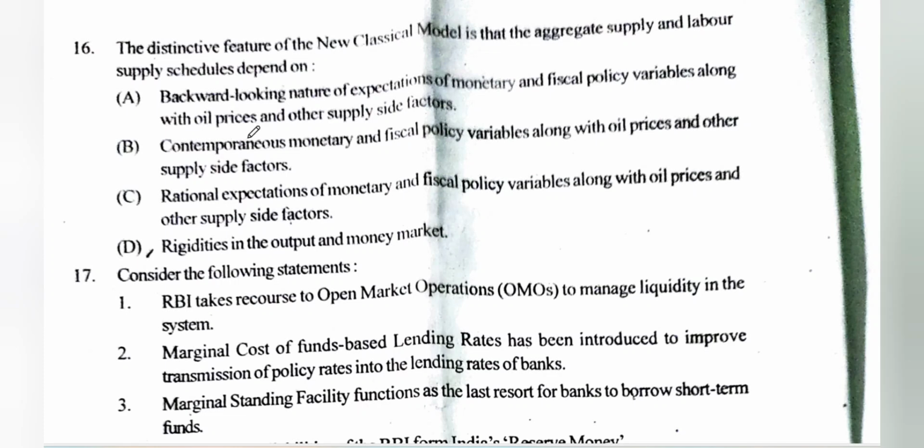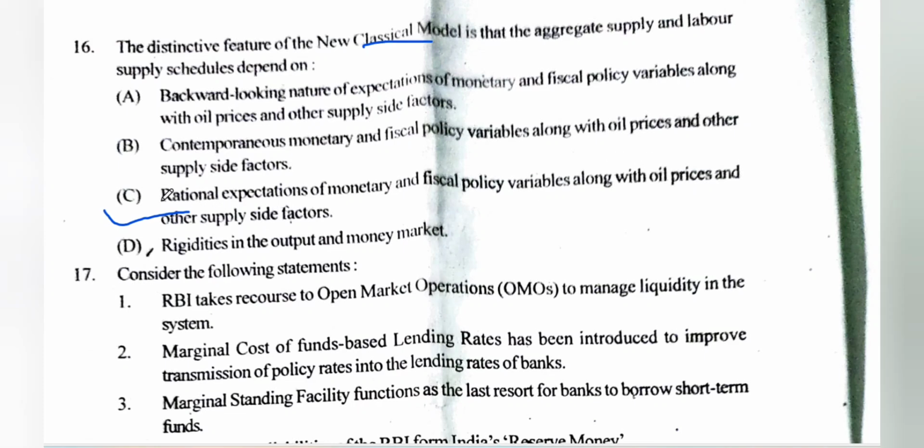Option B, contemporaneous monetary and fiscal policy variable along with oil price and other supply-side factor. Option C, rational expectation of monetary and fiscal policy variable along with oil price and other supply-side factor. Option D, rigidity in the output and monetary policy. As you know, new classical model believes in rational expectation. So the correct answer will be rational expectation of the monetary policy and fiscal policy variable along with oil price and other supply side factors.